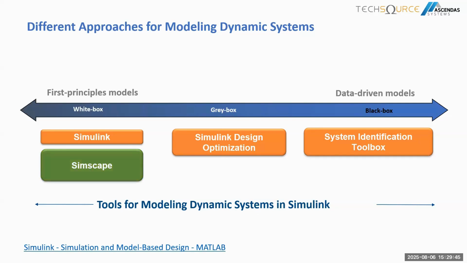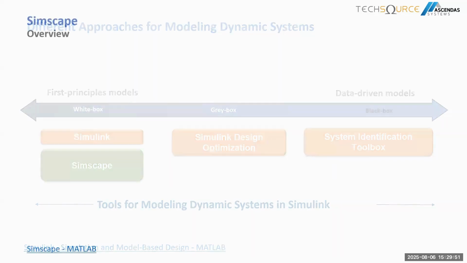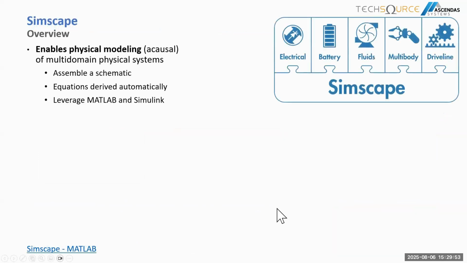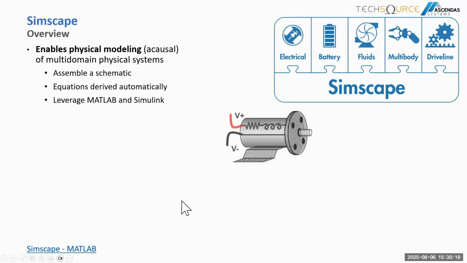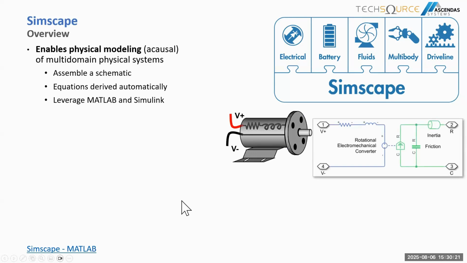Today we'll focus more on Simscape, in this case Simscape Electrical. So let's just have an overview. Simscape enables us to do physical modeling. Most of the time, instead of putting all these physics equations into Simulink, it's much better to place the system's equations in physical components, models, or libraries, which are much easier for users to use to develop their models.